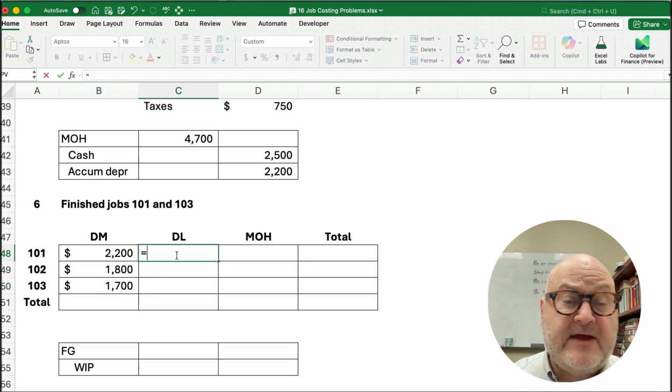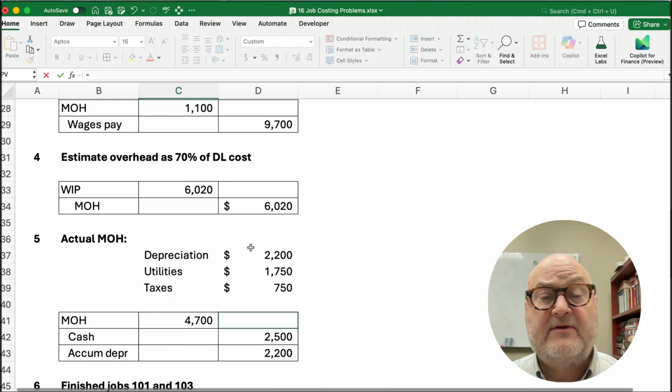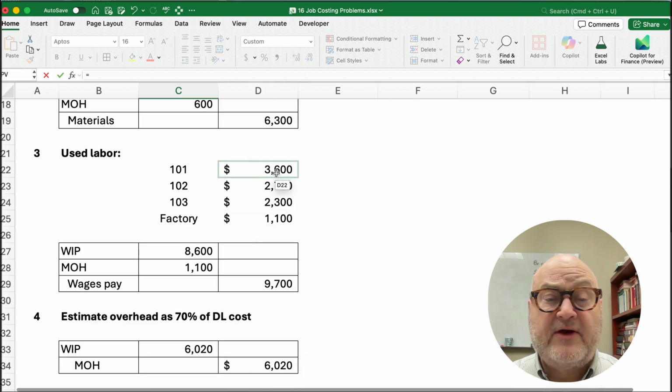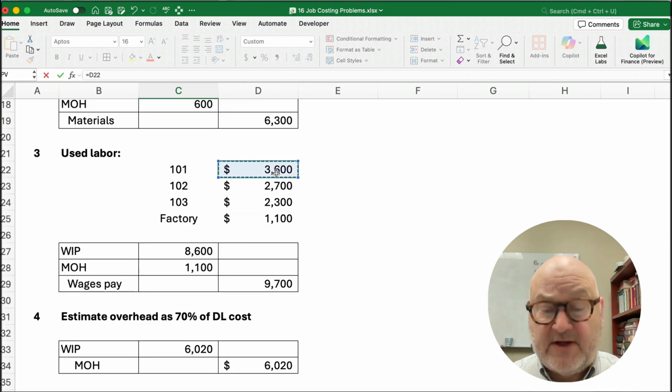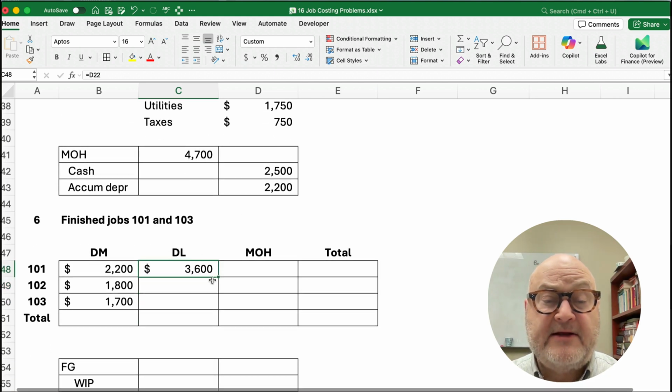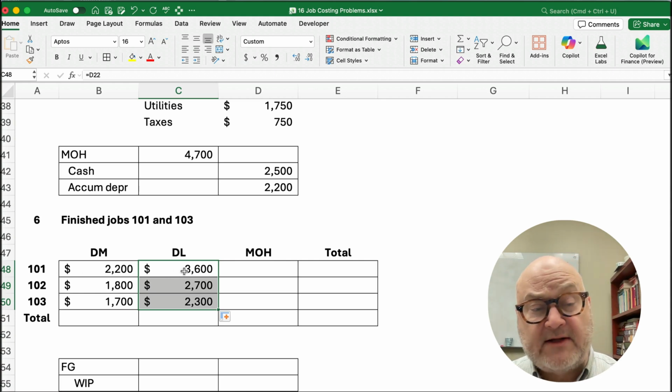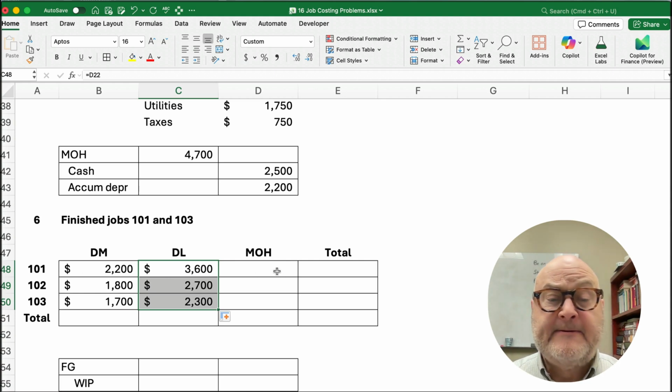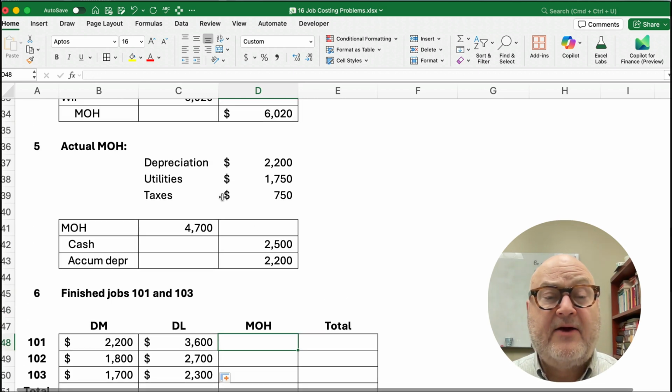We can do the same thing with our labor. Our labor cost is $3,600, $2,700, and $2,300. I just copy it down because I have it in a column. So this is our direct materials for job 101, our direct labor for job 101. Now, how do we calculate overhead? Remember our estimate.